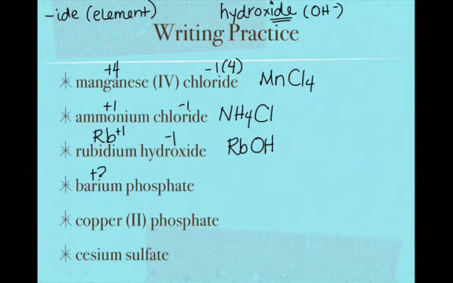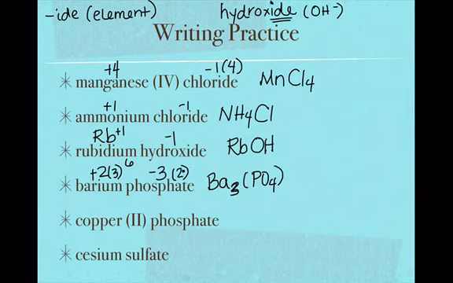Barium is a +2. Phosphate is a -3. So you've looked up phosphate under the anions list. It's a +3 or a -3. All right. Barium and phosphate, we're going to shoot for 6 to get those to cancel. So I'm going to end up needing 3 bariums and 2 phosphates. So I'm going to have Ba3, and then the phosphate is PO4. I need 2 of them, and that goes out here.